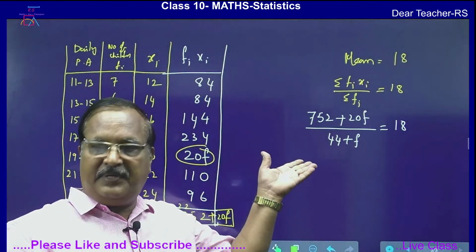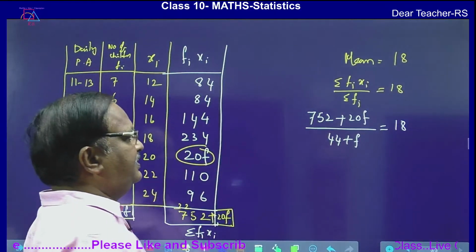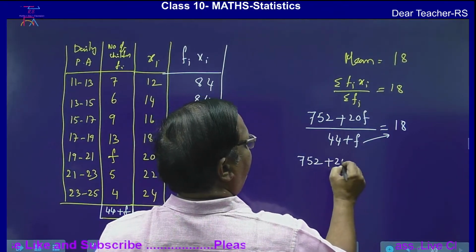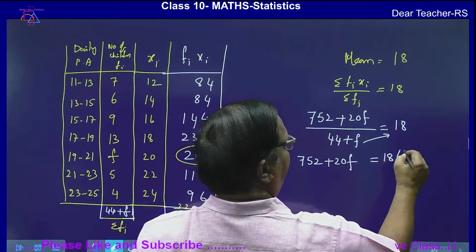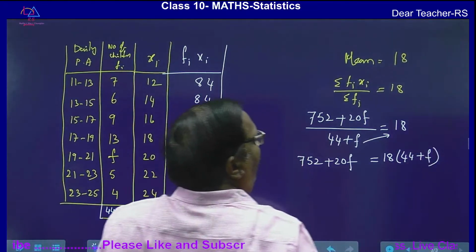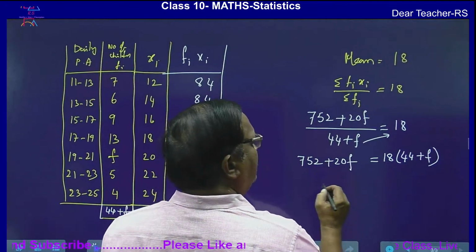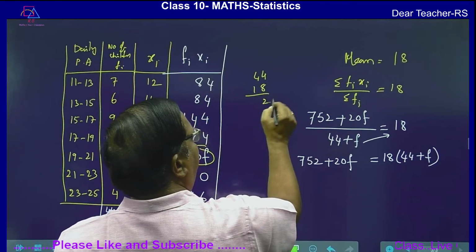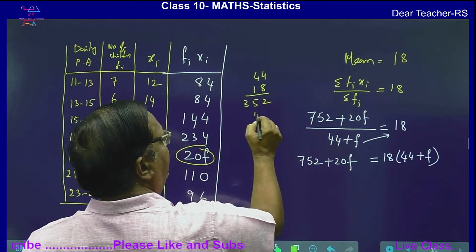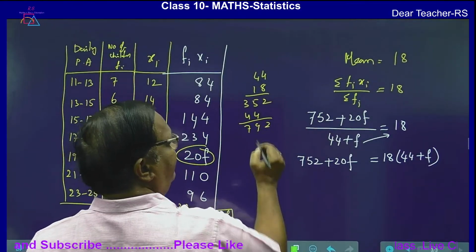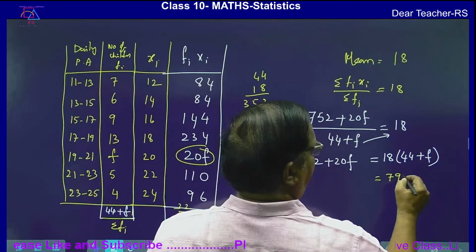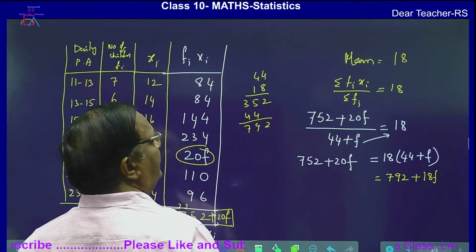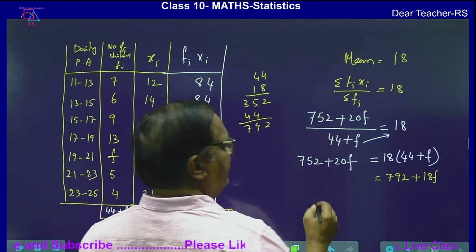Now it is a simple equation in one variable. Multiply: 752 plus 20f is equal to 18 into 44 plus f. So 18 into 44: 44 into 18, 432, 432, 3, 35, 4, 4, 2, 9, 7. So 792. Better always check one more time. 32, 32 plus 3, 5, 35. So you will not be having problem.